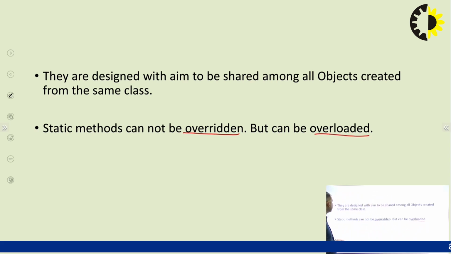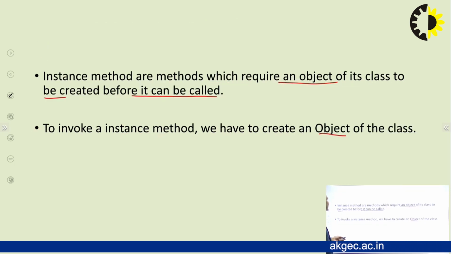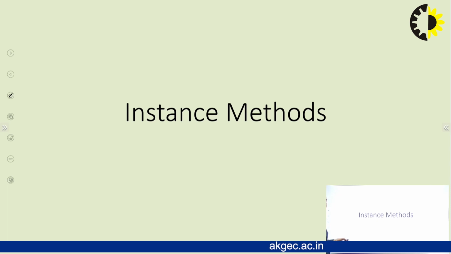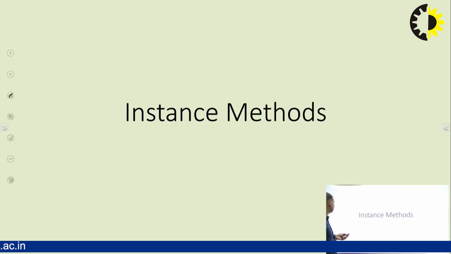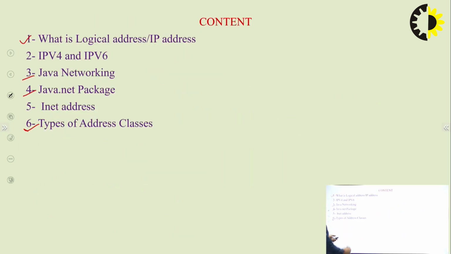So here in the InetAddress class, we are using either the factory methods or the instance methods. When we use instance methods, it means we have to create objects of the class. Okay, so these are what we have covered in the InetAddress class and its types. In the next session, we will see how we use the instance method or the static method in Java networking.